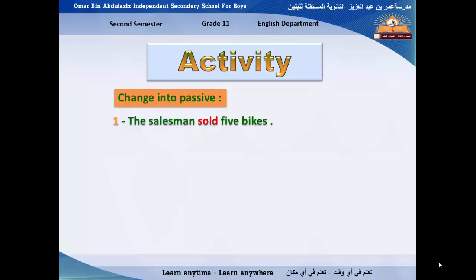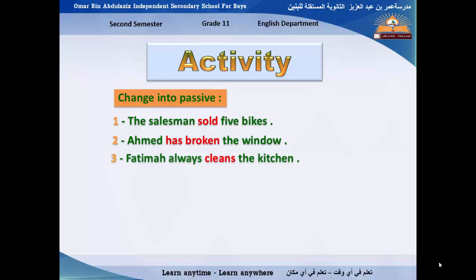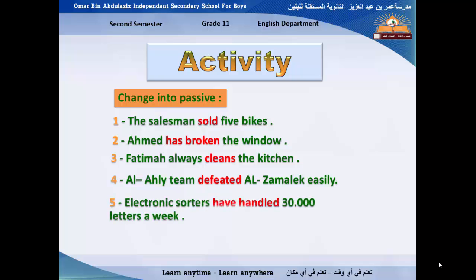Number 2, you're going to try it yourself. Ahmed has broken the window. Do your best to answer it and change it from active into passive. Number 3, Fatma always cleaned the kitchen. Number 4, Al Ahli team defeated Al Zamalek easily. Number 5, electronic sorters have handled 3,000 liters a week.